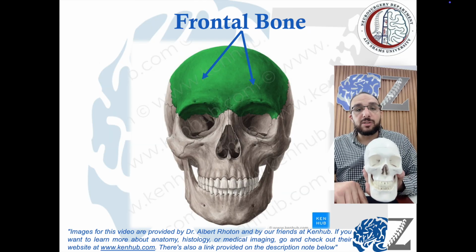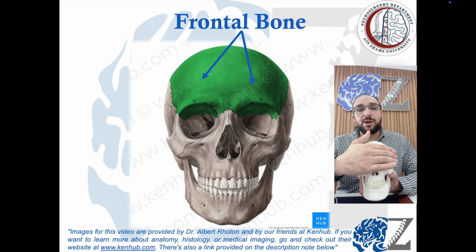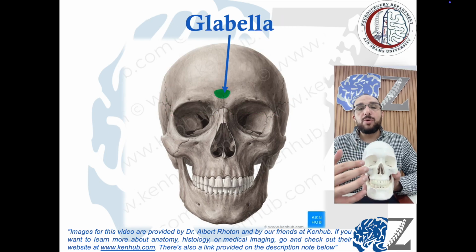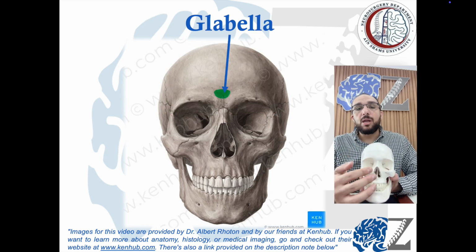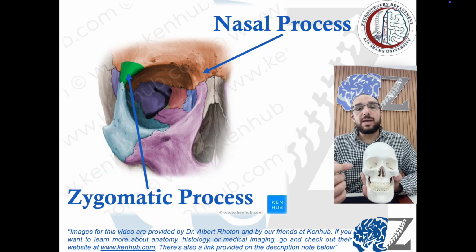So if I look at the skull from front, I can see that it's flat from here, from the calvaria, till we reach the two supraciliary arches. We can see the glabella in between, we can see the supratrochlear notch, we can see the supraorbital foramen, and we can see the zygomatic process of the frontal bone and the nasal process of the frontal bone.